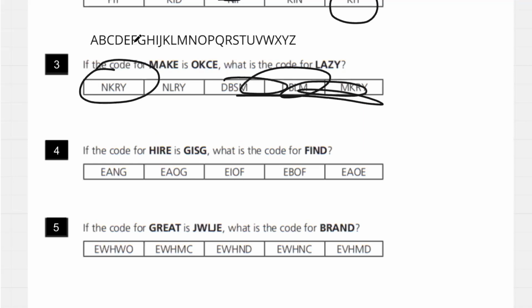Question number 4, H to G. -1, F -1 is E. All of them are E. I and I, that's the same letter. It's going to be EI, which is going to be question solution EIOF.